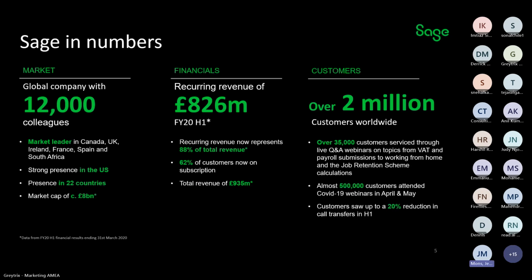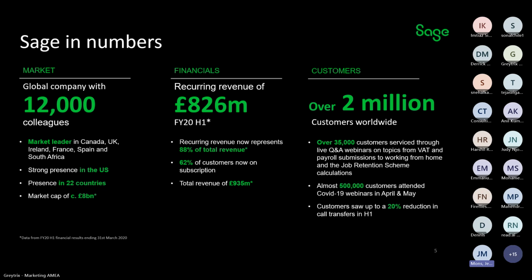So just to give you an overview in terms of some of the numbers for Sage, we are a global company with our head offices based in the UK. We are more than 12,000 employees currently globally. We have physical presence in 22 countries. We do operate across more than 80 countries in the world.